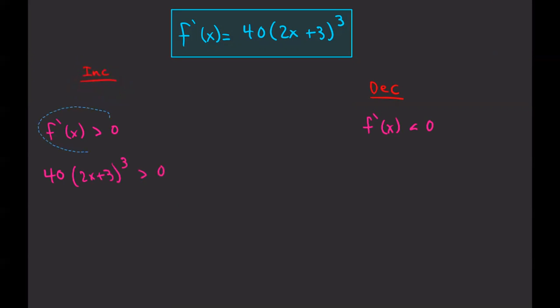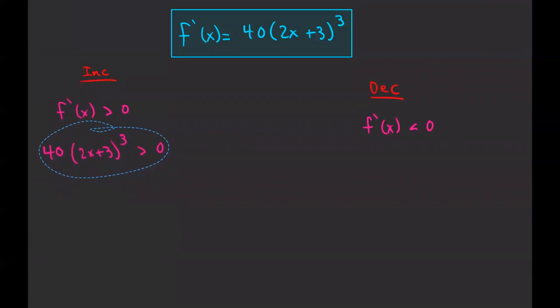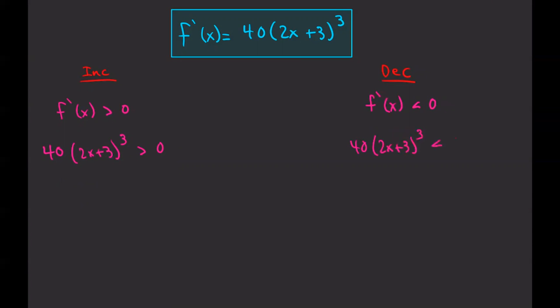Let's give myself a little bit more space here. And then very similarly, less than 0 right there. And so we'll just simplify this down. Divide both sides by 40, nothing changes there. And then here, I can take the cube root of both sides, and nothing changes again. I just have my 2x plus 3 on each side. And we're just simplifying down this very simple inequality here.